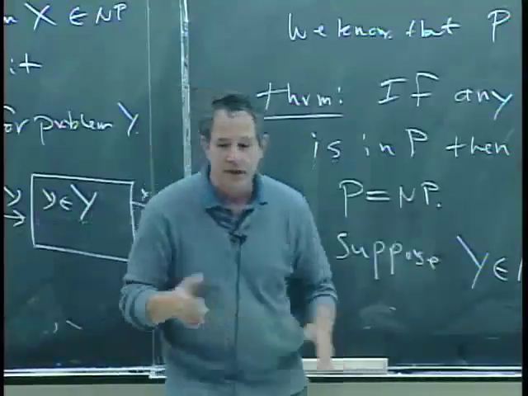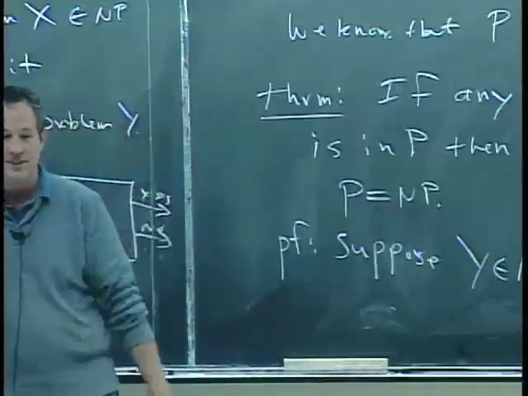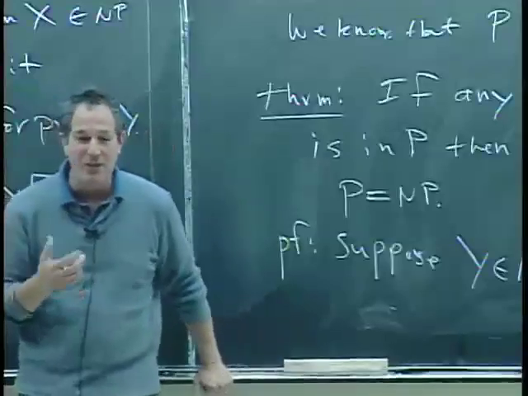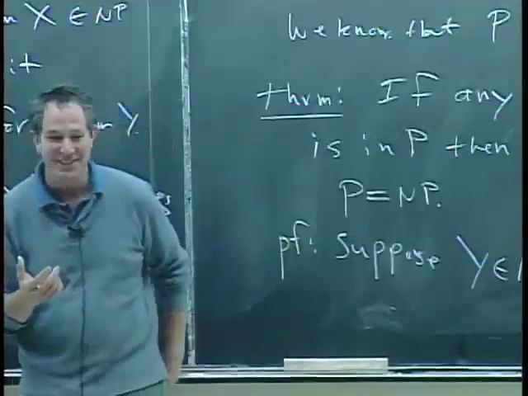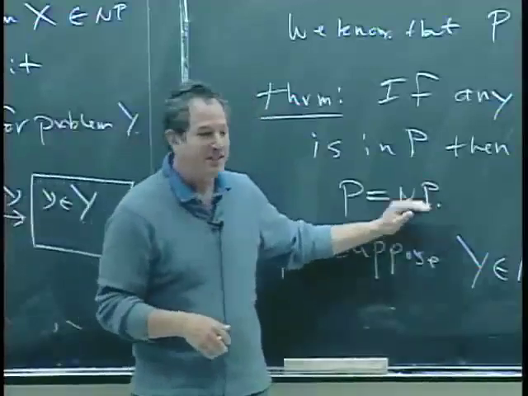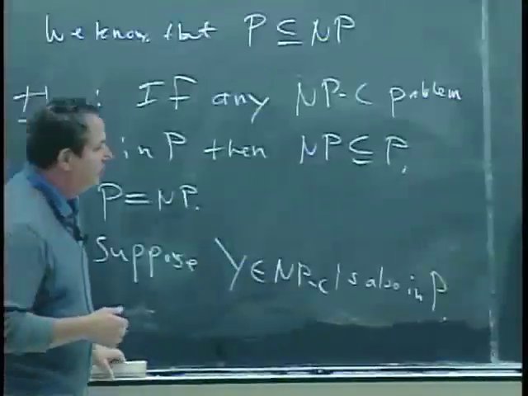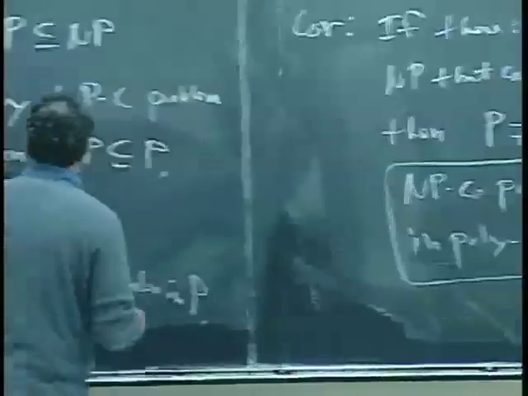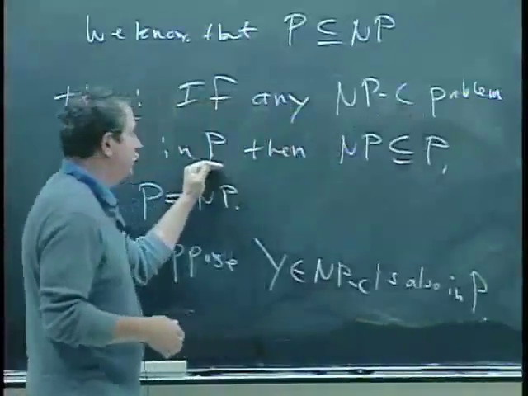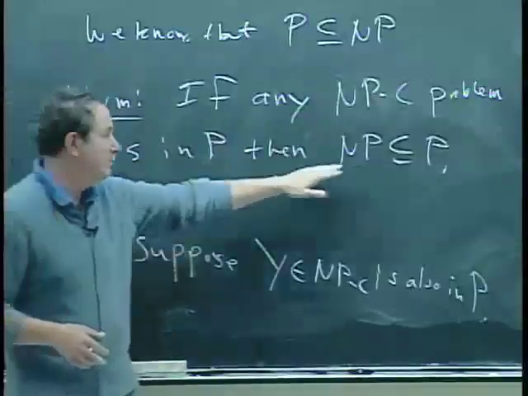It's like in the Cracker Jacks box. At the bottom you get this little plastic pilot's wing. Whatever it is, it doesn't make you a real pilot. So being in NP is no big deal. Being in P is the real thing. And what this says is that if any one of these NP-complete problems can be solved in polynomial time, then P equals NP. Every problem in NP is in P.